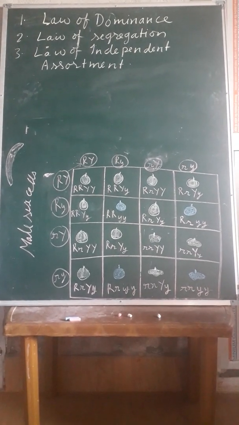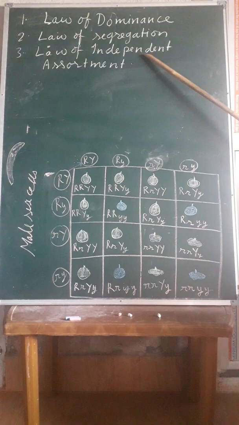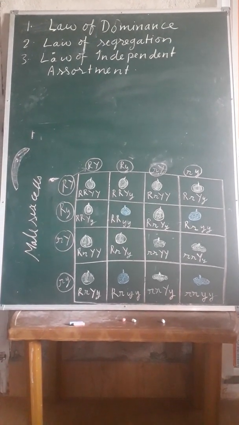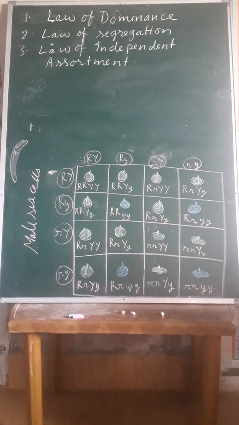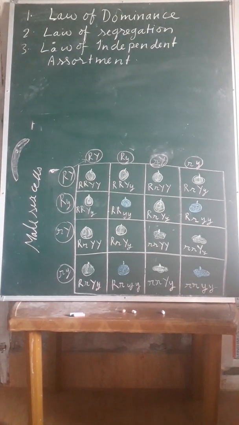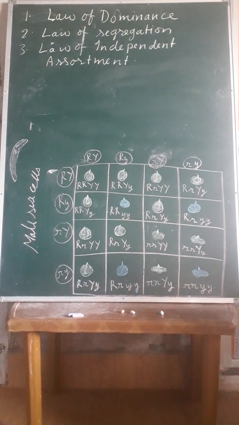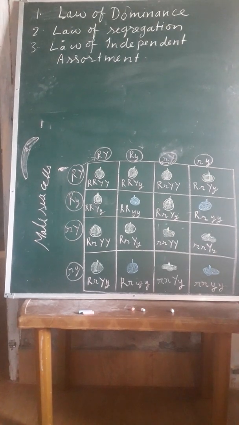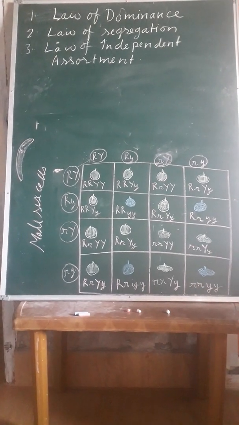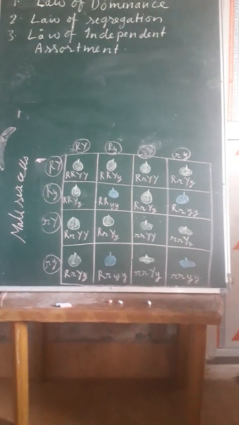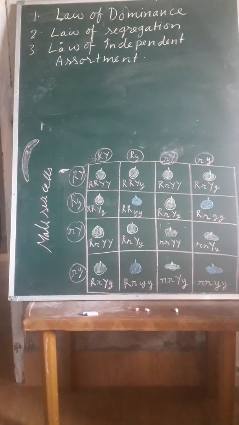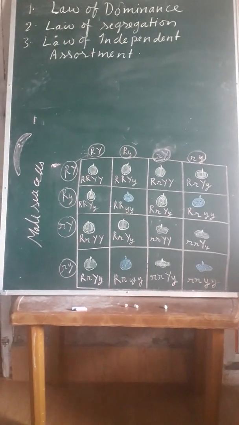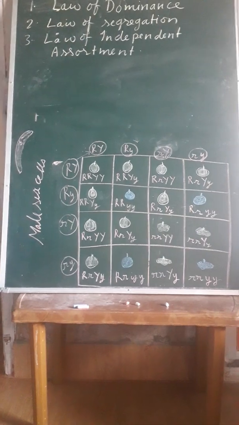And third is the law of independent assortment. When there are two pairs of characters, the distribution of the allele of one character into the gamete is independent of the distribution of the allele of the other character. This is the law of independent assortment, and it is based on the dihybrid cross. So please learn all these three definitions for the exam.